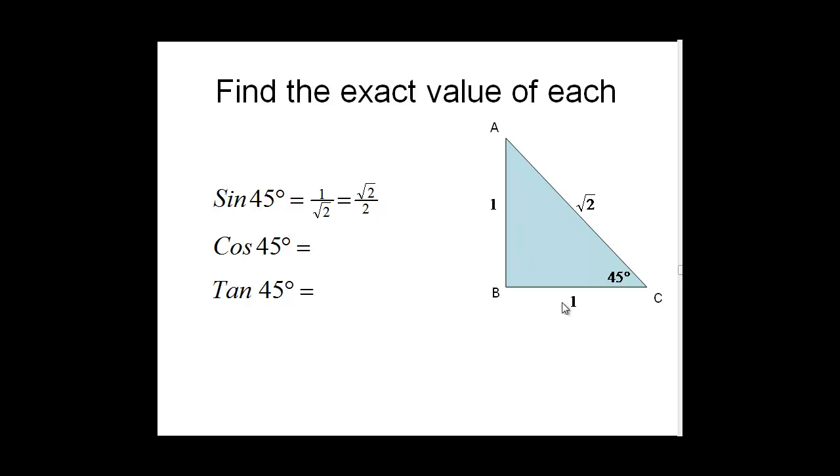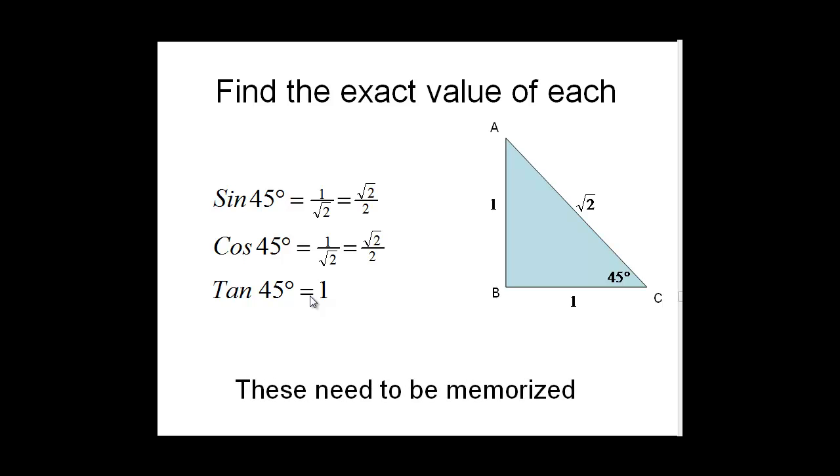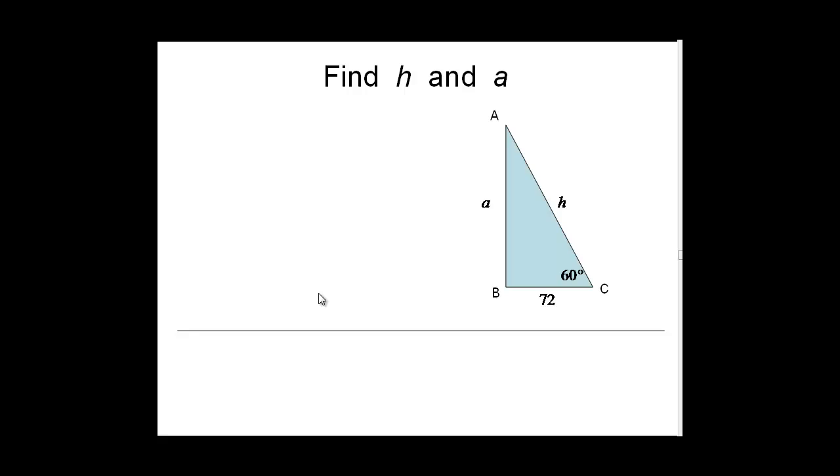Cosine of 45 is adjacent over hypotenuse, which is 1 over the square root of 2. And if we rationalize it, square root of 2 over 2. We'll use the square root of 2 over 2 notation later again, so that's the best one to memorize. Tangent of 45 is opposite 1, adjacent 1, which is 1. So we now have sine, cosine, and tangent of 45, and those do need to be memorized also. So we need to memorize some of these values. Write them down, make flashcards, whatever you need to do, but you need to get these memorized.